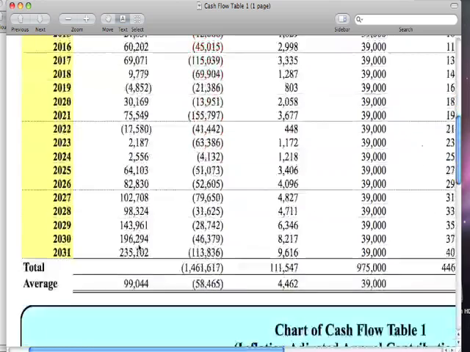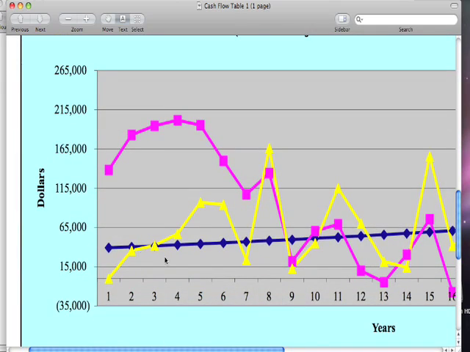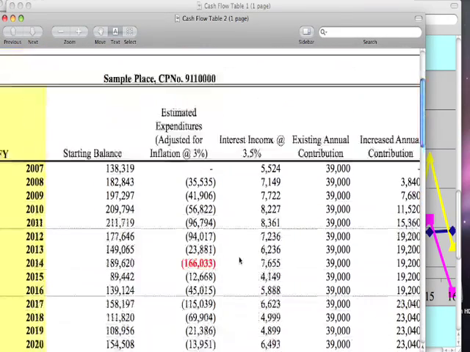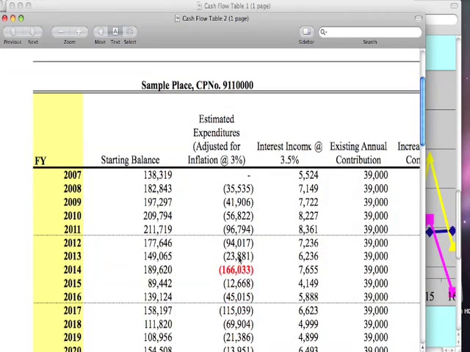Below that is a chart or a graph which just shows the contribution, the expenditures, and the starting balances. And as you can see, expenditures are migrating up of the balances, just indicating that the fund is really not sufficient. Our second cash flow table is a scenario for improving that situation, obviously.